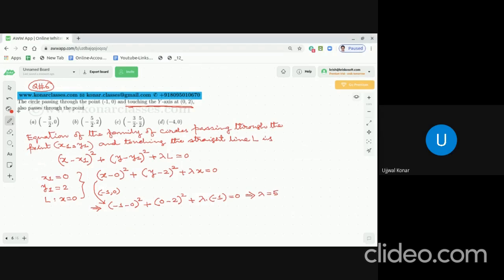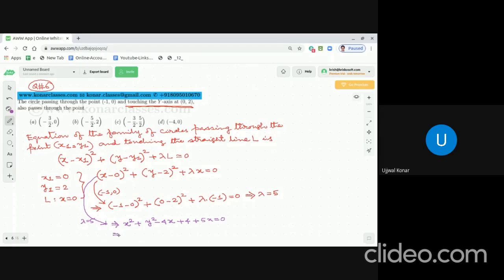Now the moment you get the value of lambda equal to 5, apply that value of lambda here. So what is the equation we are going to get? The equation of the circle. From the family of circles, we are actually finding the exact equation of the circle, dear students. So x square plus y minus 2 whole square, that is y square, minus 4x plus 4 plus lambda x, that is 5x, is equal to 0.